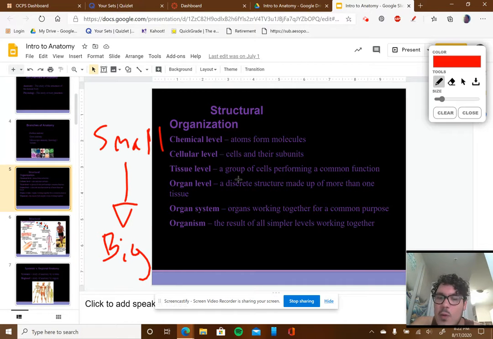Now, finally, when we have enough of these organs that are doing a similar job, accomplishing one common purpose, we call that a system. So this is when things have become a little bit more complicated, a little bit more intricate, but we're accomplishing a much more detailed purpose. And finally, all these systems working together allow for more complex life, otherwise known as an organism.